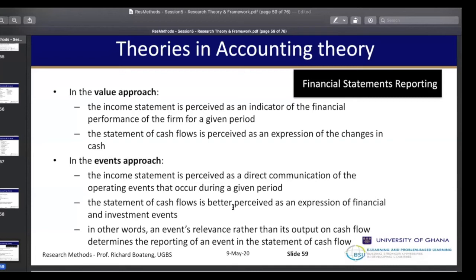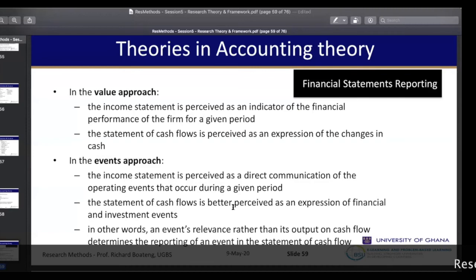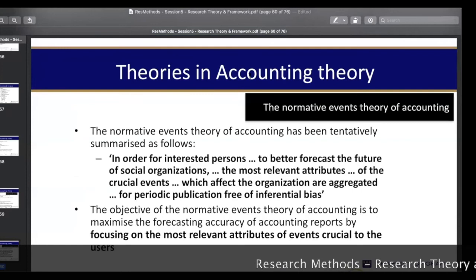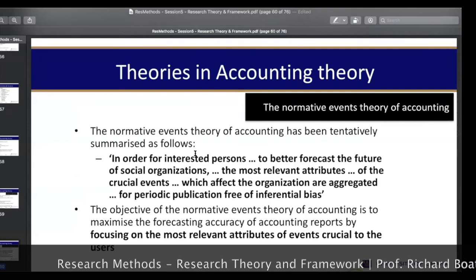They use the relevance of the event rather than its output on cash flow in reporting the event in the statement of cash flow. So for an event to be in the cash flow, it has to be very relevant. Otherwise, it may not be captured there. You will just subsume it as part of miscellaneous. But when we come to normative events theory, I'm not an accountant, I'm just using what I've read from the literature to tell you. The normative events theory of accounting has been tentatively summarized as follows.